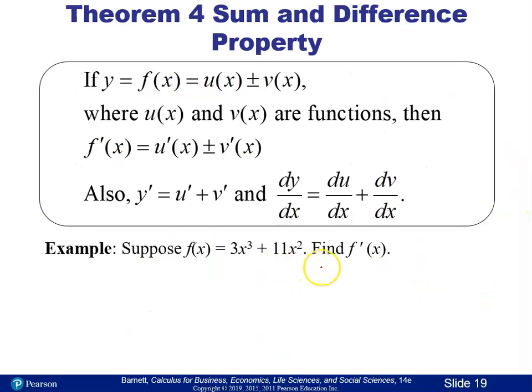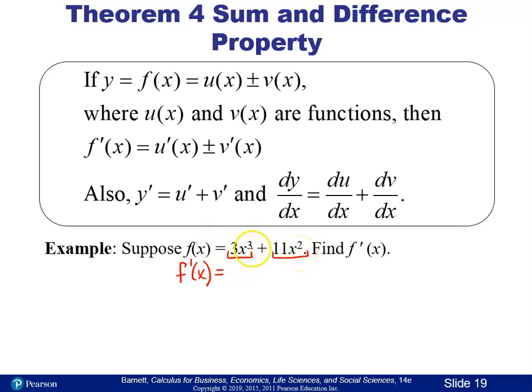Okay, looking at this one, this just says that if we have two functions that make up another function that are added or subtracted together, then their derivatives are added and subtracted together as well. So what that means is if I need to find the derivative of this expression that's actually just two things added together, I'm going to find the derivative of this one, the derivative of this one, and then add them together.